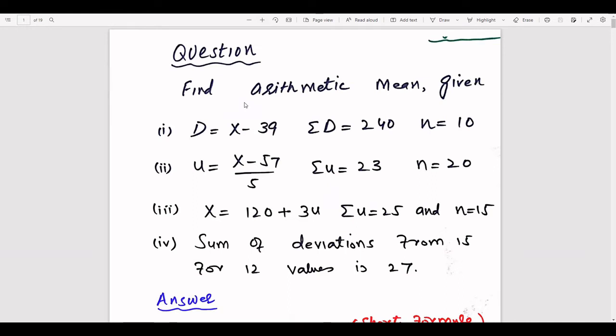Here is the statement of the question. Find arithmetic mean, given these four parts that we calculate. First we solve this part. D is equal to x minus 39. Sum of D is equal to 240 and small n, number of observations, is equal to 10. This D shows deviation. So when you see deviation in your question, it means you can calculate it with the short formula.